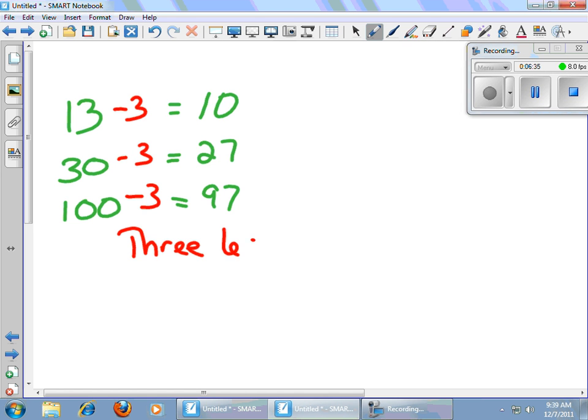So the words 3 less actually mean minus 3. They do not mean 3 minus. Do you understand? When it says 3 less, you have to take 3 away from whatever the number is. So let's jump back to our problem.